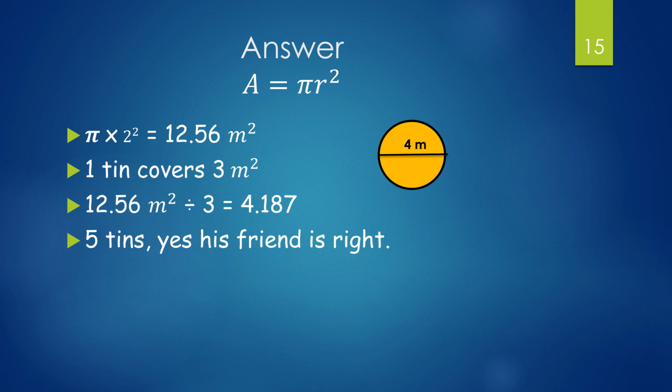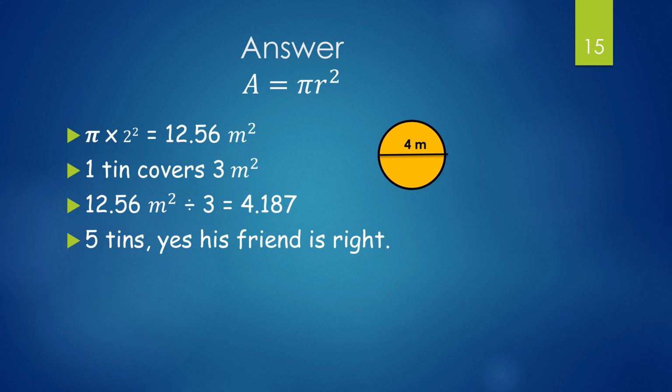So the floor is circular shape and the diameter is 4 meters. We are dealing with area. So area needs a radius. So half a diameter is 2 here. Square it. It's 4 times pi is 12.56 meters squared. So Kevin has got the area of the floor.